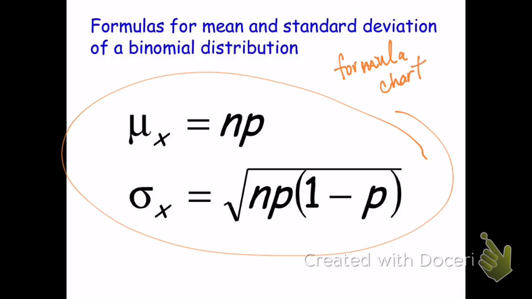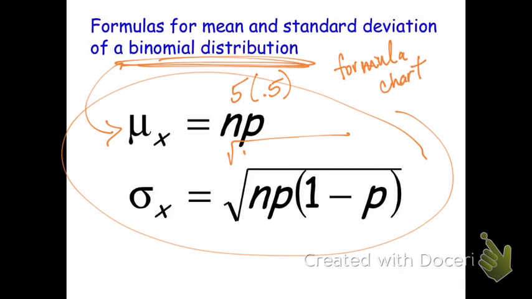So if I have a binomial distribution and it asks for the mean, I just take my number of trials times my probability. If it asks for the standard deviation, I take my number of trials times my probability times 1 minus my probability. You don't have to memorize these. You just have to know when to use them, okay?